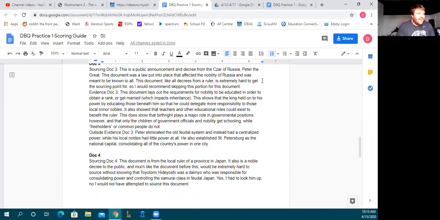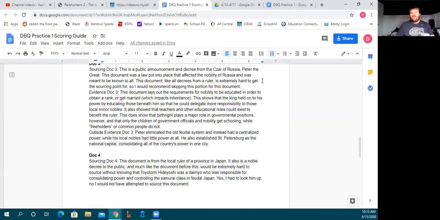This shows that the king held on to his power by educating those beneath him so that he could delegate more responsibility to those local minor nobles. It also showed that teachers and other educational roles could exist to benefit the ruler. This does show that birthright plays a major role on government positions, however, and that only the children of government officials and nobility get schooling, while freeholders or common people do not, right?